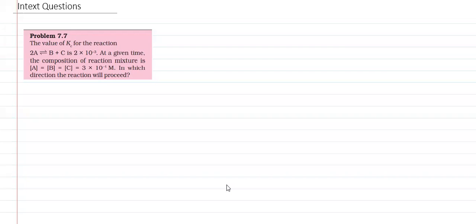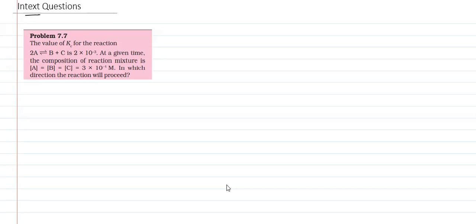In the previous video, we learned about how the equilibrium constant helps us predict the direction of the reaction. In this video, we will be discussing another example problem. And I know I called this the in-text question, but this is the example problem.